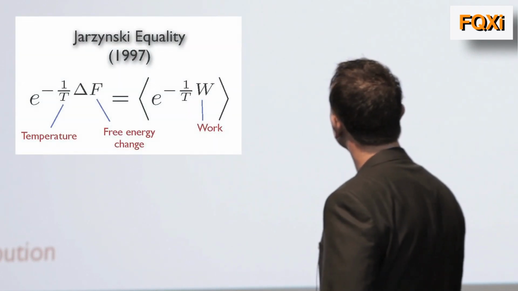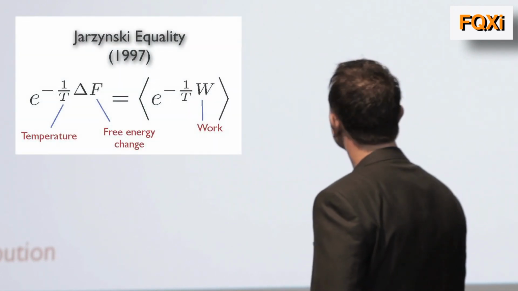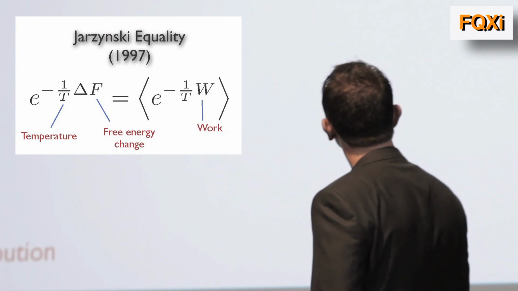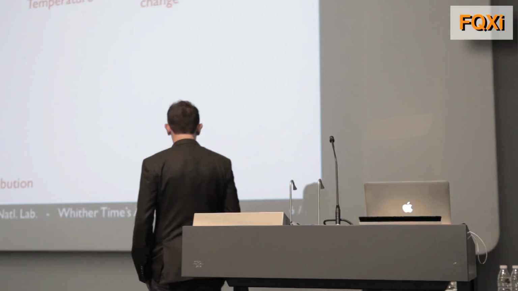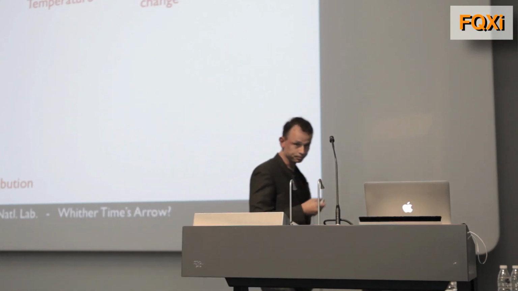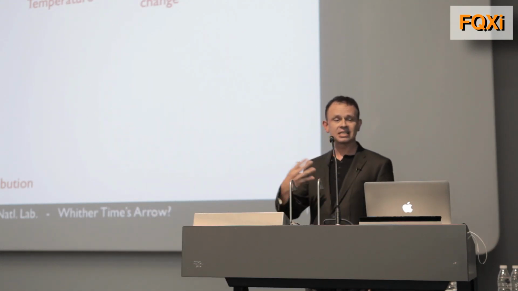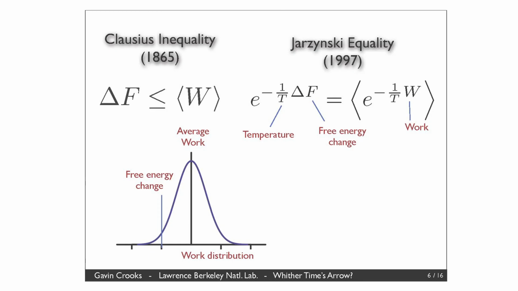So what happened was Christopher Jarzynski said, wait, we can rewrite this essentially, not as an inequality, but as an equality. We basically move the work up into an exponential here. We'd still have the average, and we have a temperature in here. And so if we take this average, this Boltzmann-weighted average of the work, we get out the exponential of the free energy change as an equality. So there we go.